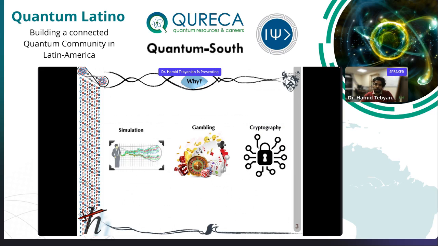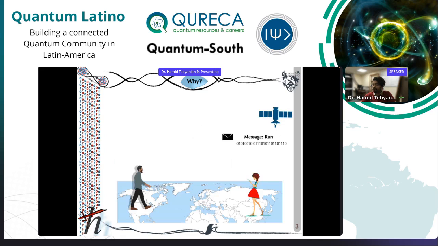But why is randomness so important for us? Random numbers have many applications in science and technology, for instance, in simulation, like Monte Carlo simulation, in gambling, like casino games, where an unbiased random number generator is really important, and more importantly, in cryptography.